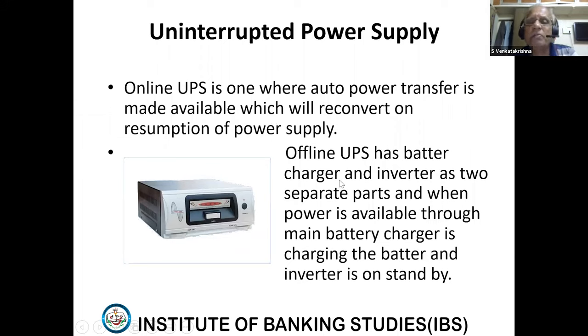Offline means what? It has a battery charger, which charges the battery, and an inverter as two separate parts. When power is available through the mains, the charger is charging the battery and the inverter is on standby. The inverter will be there by the side, through which the power supply will be taken up. That is offline. So in banks, there will be a question whether you use offline or online. It will always be online. Otherwise, data corruption will occur, and data may not be available immediately. So for an uninterrupted power supply, you require online UPS.